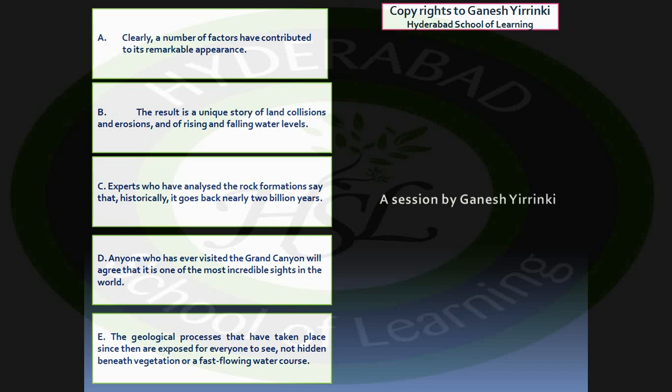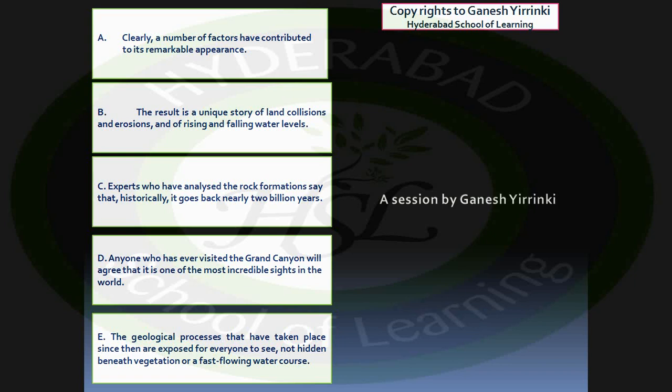See now, look at that. "Experts who have analyzed the rock formations say that it goes back nearly 2 billion years." So here we have a time period, actually a time indicator. That also helps us. That is called a relationship indicator, actually. It's a clue. So that is important. But this sentence cannot come as a first because it goes back. What goes back? So it is called what?